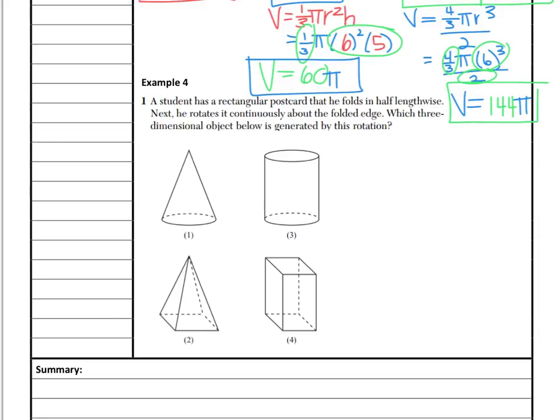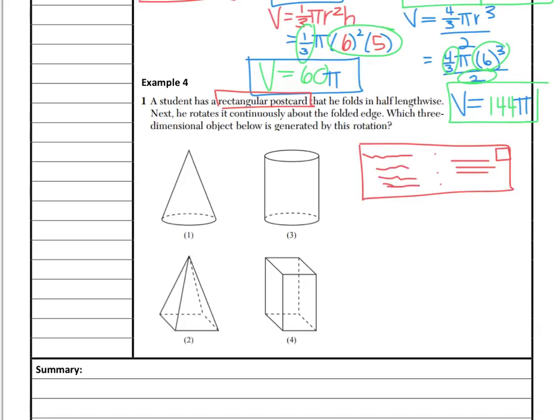These questions come up all the time. There's at least one revolution and one cross-section on every test. A student has a rectangular postcard. Has anyone ever sent a postcard to somebody? Where you have to write their address on the right, put a stamp on it, and then write your message on the left.